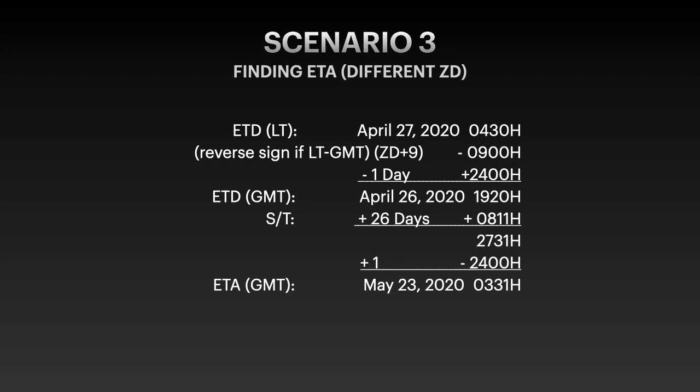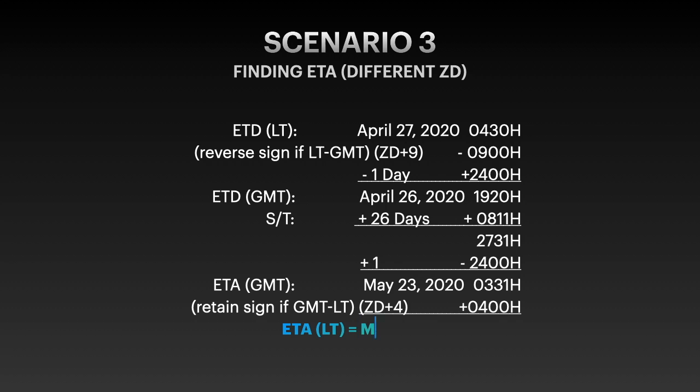0331 hours. So, para naman ma-convert natin from GMT to local time dun sa port of destination natin, i-retain natin yung sign niya. So, in our case, ang zone description natin is +4. Mag-a-add lang tayo ng +0400. And then, ang estimated time of arrival na natin in local time is May 23, 2020, 0731 hours.